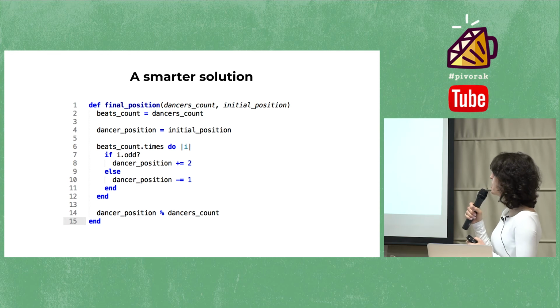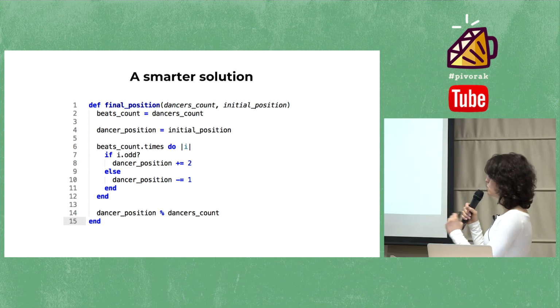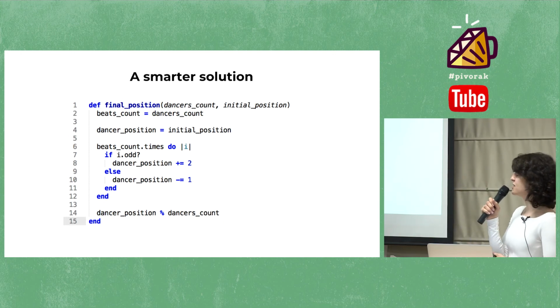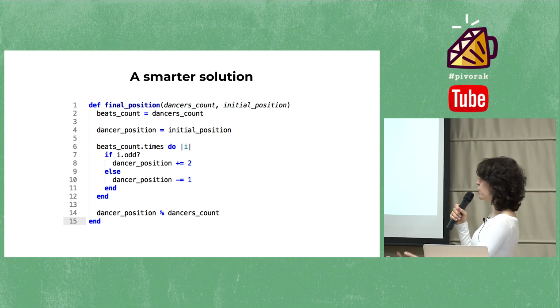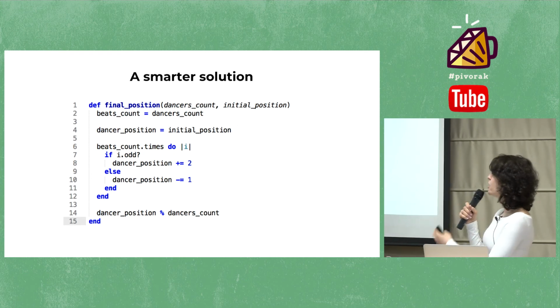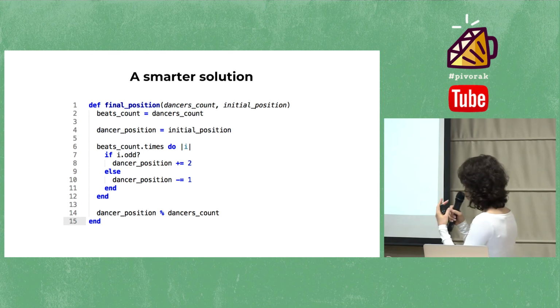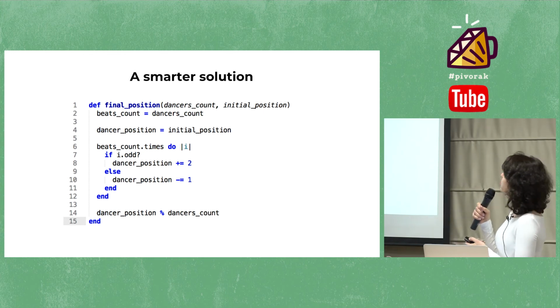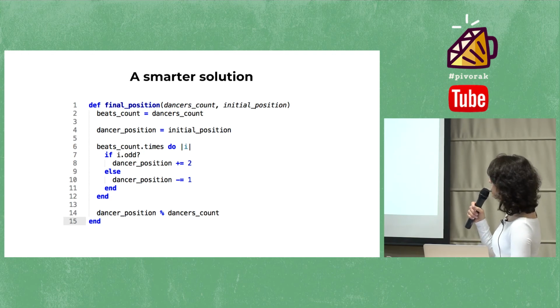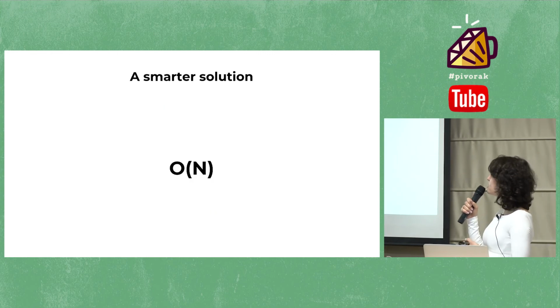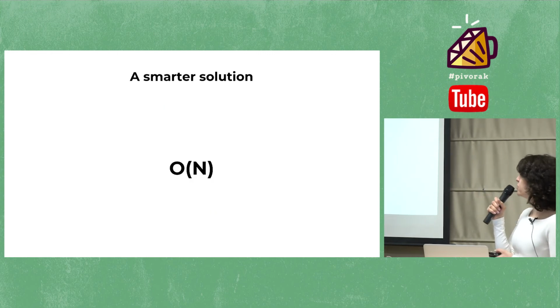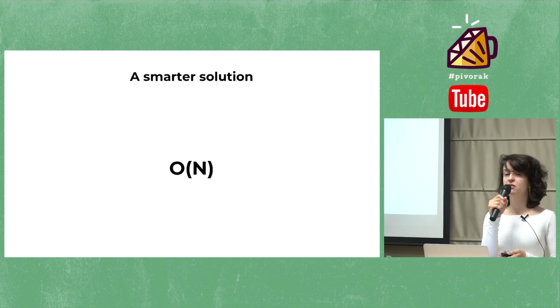What this does is, if there are 12 dancers and you keep adding and subtracting, you may end up with a position that says 14. Well, we only have 12 spots, so we divide by 12 and take the remainder to understand which position the dancer is exactly in. Because in this situation we only have one loop that performs a fixed amount of operations, the complexity of this solution is big O of n, and it's much better than big O of n squared. But can we do better?